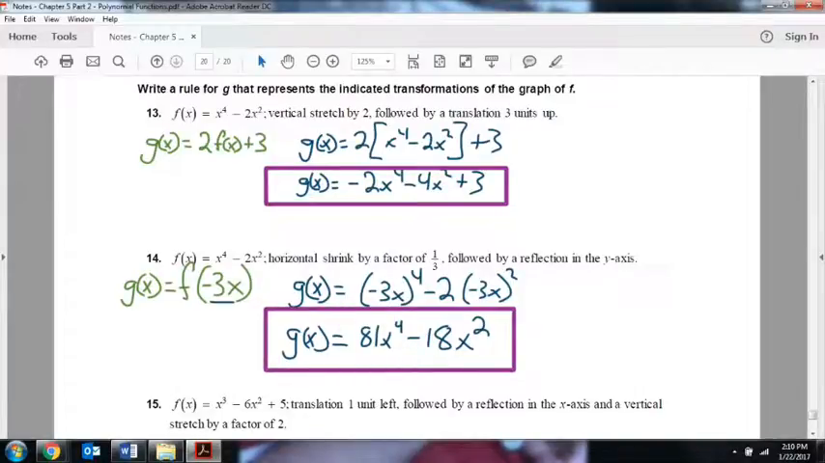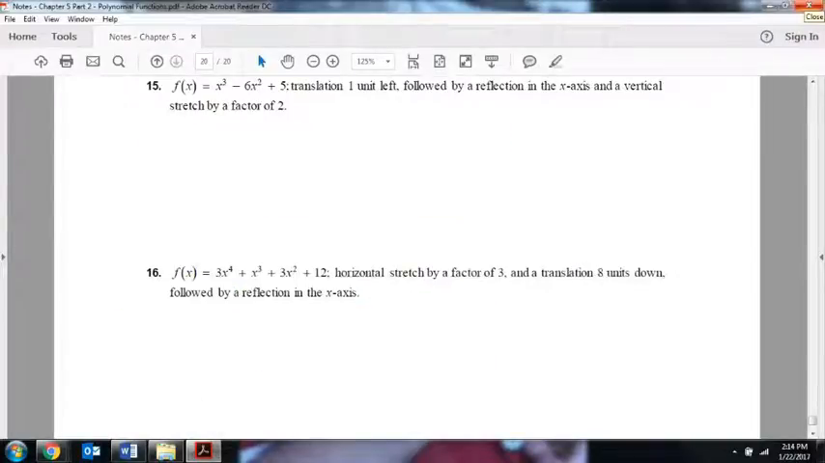If you want to try the next two on your own, then come back and watch them. Great. If not, just keep watching. Give me a second. All right, number 15.